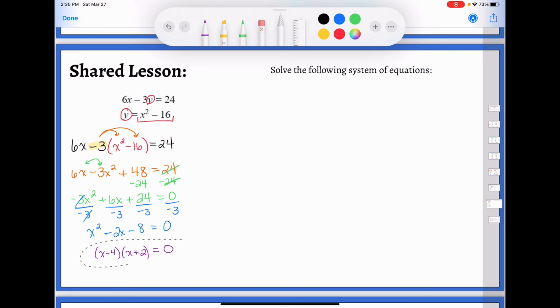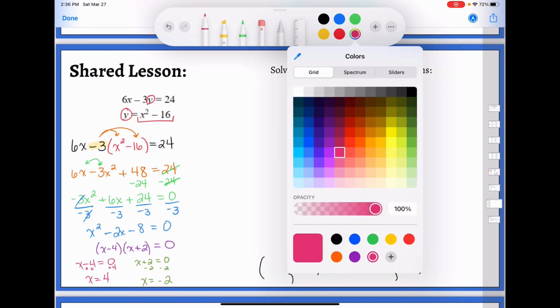Since I have two factors that are not the same factor, I have to set each of those factors equal to 0 in order to solve it. So I'm going to have one that says x minus 4 equals 0. So that means that x could equal positive 4, right, if I add 4 to both sides. And I have x plus 2 equals 0, which means x could equal negative 2. So here again I have 2 points for answers. So I have one of them which will have x equals 4, and the second one which will have x equals negative 2.